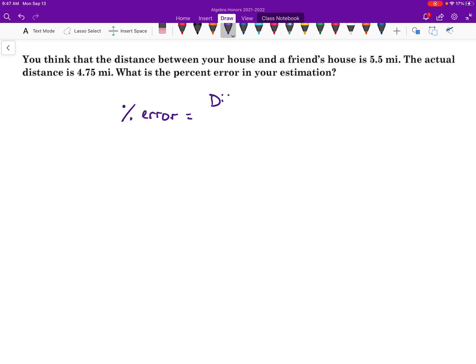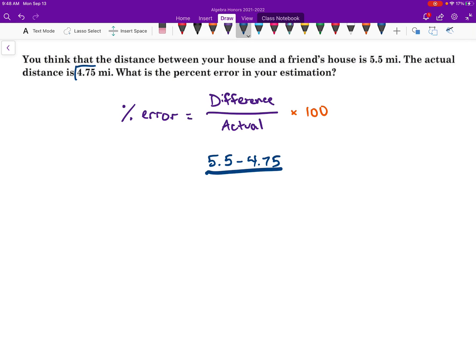So we're going to do the exact same thing. We're going to take the difference between the two numbers, and then we're going to divide by the actual value. Okay, so again, we're setting this up pretty much the exact same way, and then we're going to change it to a percentage, so we're going to multiply by 100 at the end. So we're going to take the bigger number, 5.5, minus the smaller number, 4.75, and then we're going to divide by the actual distance here. So the actual distance is 4.75, so we're going to divide by 4.75. And then I'm going to multiply that by 100 at the end to turn that to a percentage.